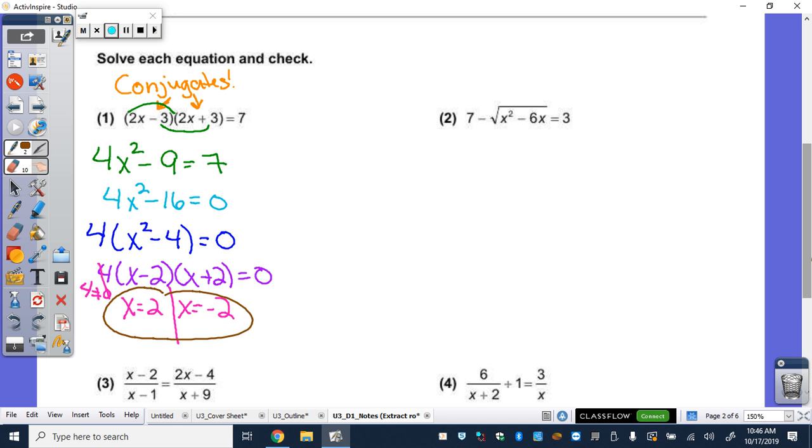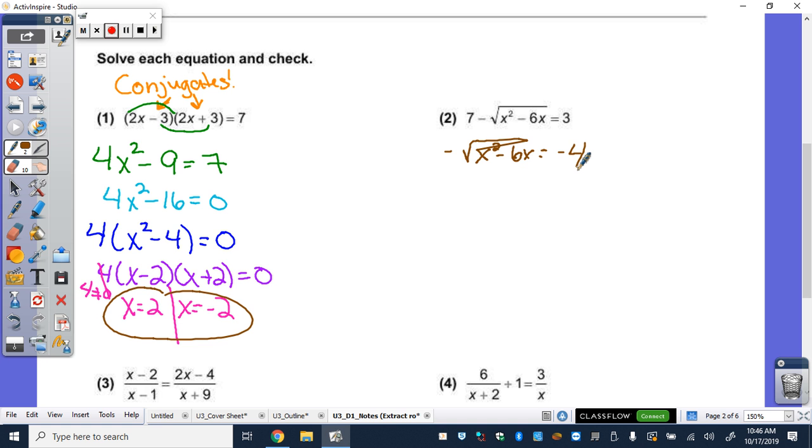All right, number 2, kind of taking us back to last unit a little bit. We have a radical in there. So what do we do first in order to solve these? Yep, subtract our 7 over. We want to get that radical by itself. So I subtract my 7 over. I end up with a negative 4 over there.